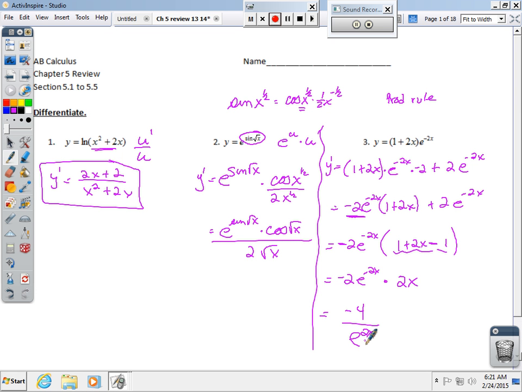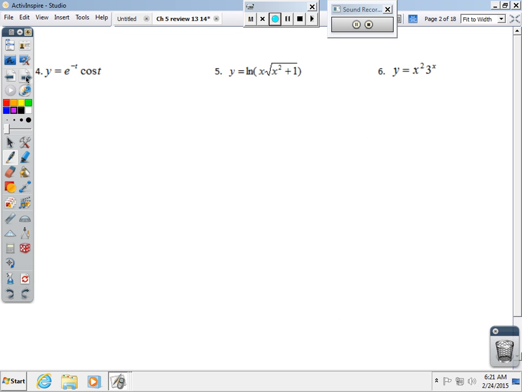Okay, continuing on here. Alright, number 4, another product rule. So y prime is equal to the first times the derivative of the second, the derivative of cosine, which is negative sine t, plus the derivative of the first, so that's e to the u times u prime, so that's going to be a negative e to the negative t cosine of t.